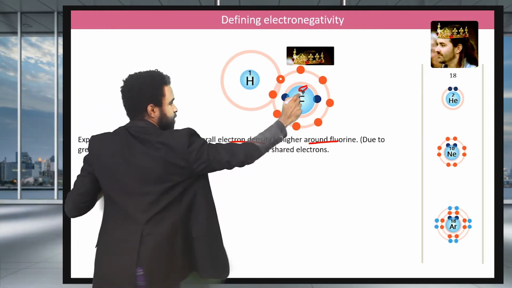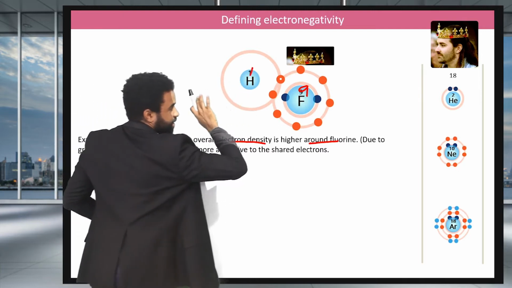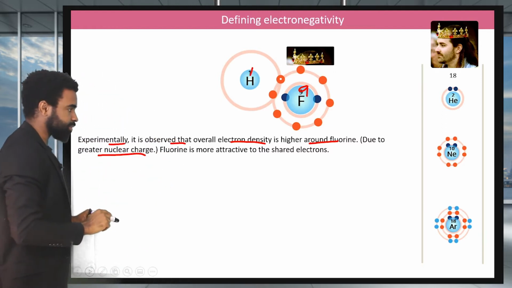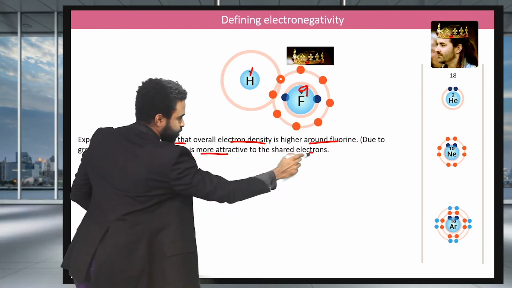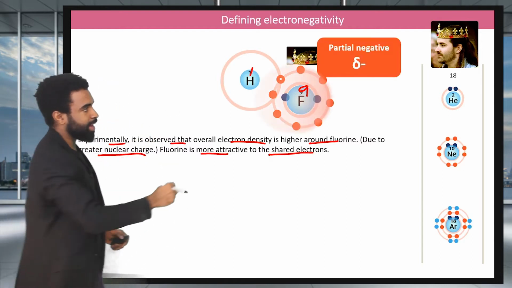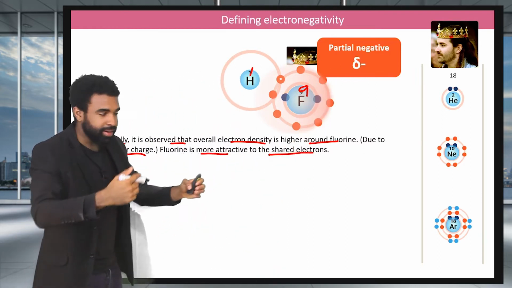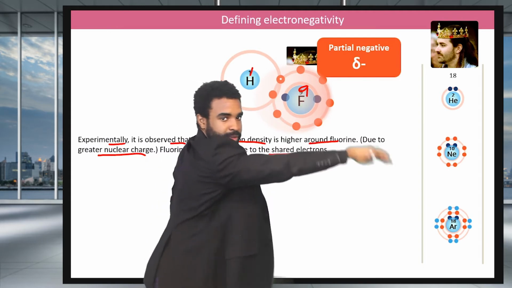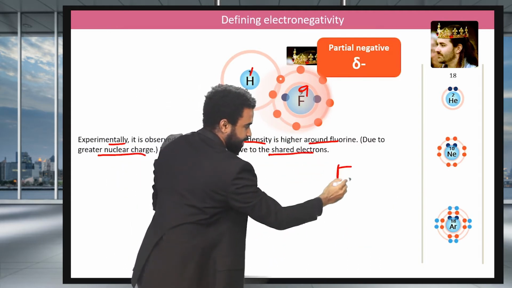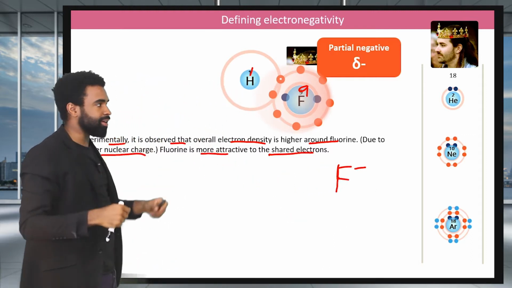Fluorine has 9 protons in its nucleus. Hydrogen has only 1. So fluorine has a greater tendency or ability to pull the electrons towards itself. Okay? So fluorine is more attractive to the shared electrons. Because of this fact, fluorine ends up with a partial negative charge. Why is it not a full negative charge? Because it hasn't completely ripped off that electron. If it completely took the electron and formed a fluorine anion like that, then it would be a full negative charge. But it hasn't. It's still sort of sharing it, even though it's an unequal sharing.